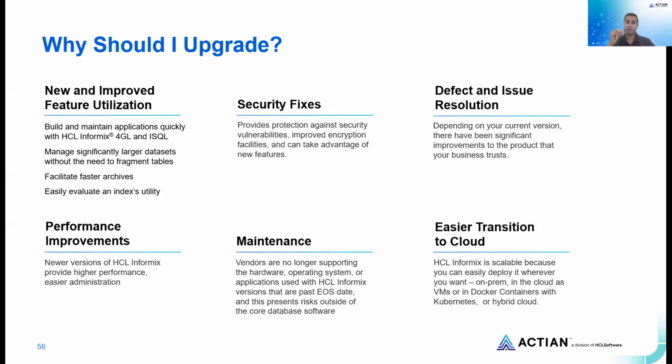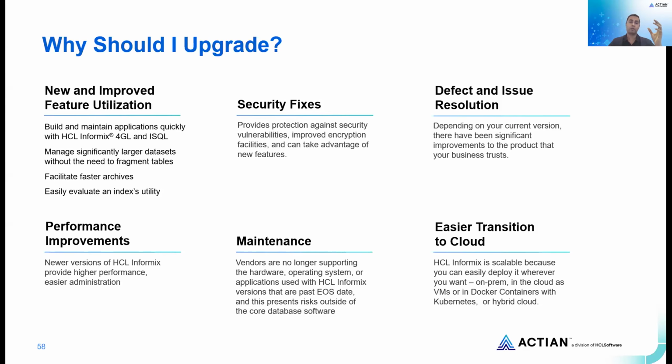Finally, modernization, the third pillar. Specifically, if you're looking towards the cloud, the latest version makes the transition seamless. Whether it's on-prem, VMs, or Docker containers with Kubernetes, the platform is now designed for hybrid cloud flexibility. Summarizing these three pillars of efficiency, security, and future-proofing: by upgrading, we aren't just patching a system. We are gaining a more performant, scalable, and secure foundation that is much easier to maintain.